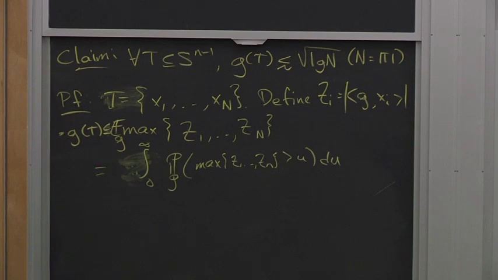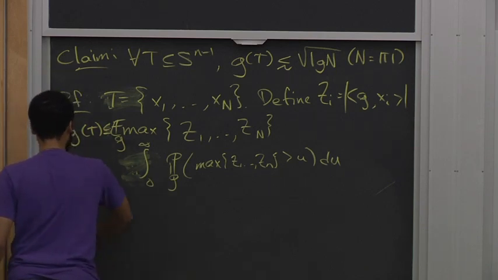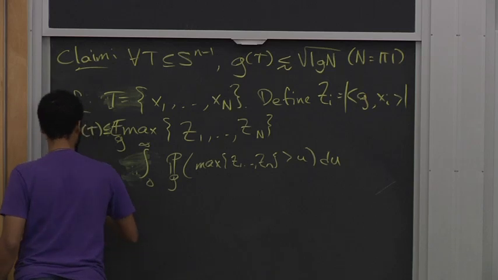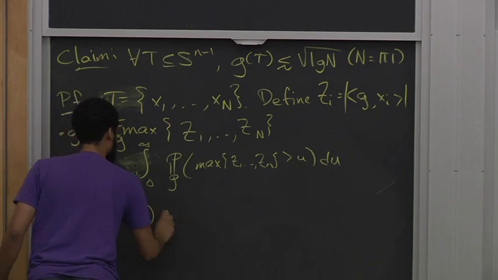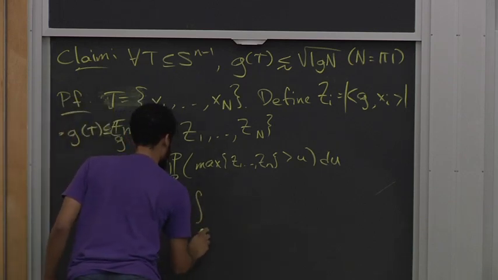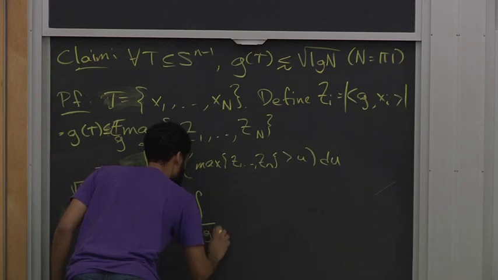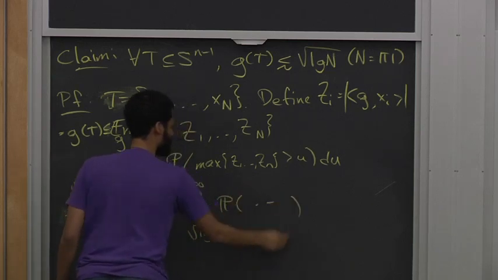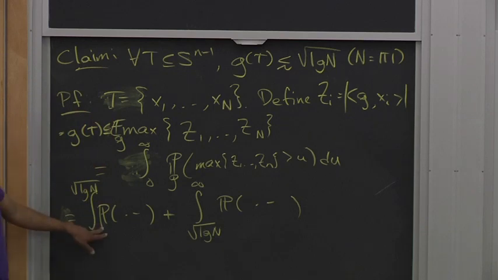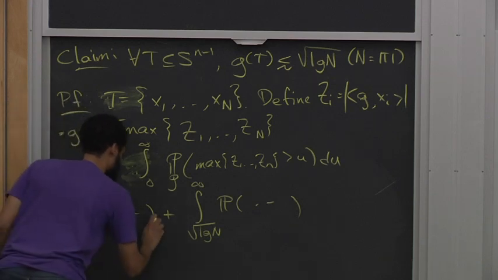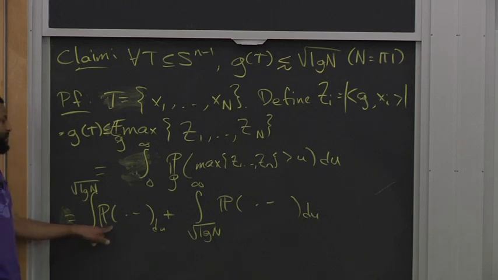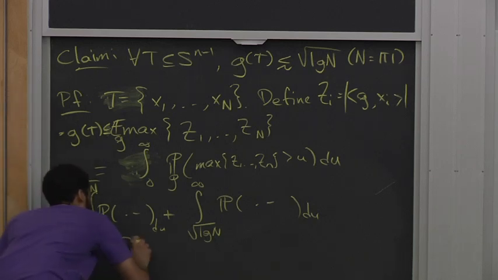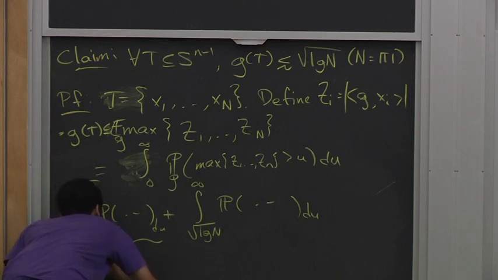Let me break this integral up into two pieces. This is equal to the integral from 0 to root log n of the probability, plus the integral from root log n to infinity of that probability. Okay. Probabilities are never bigger than 1. So this probability is at most 1. So we're integrating something that's at most 1 up to root log n. So this thing is at most root log n.